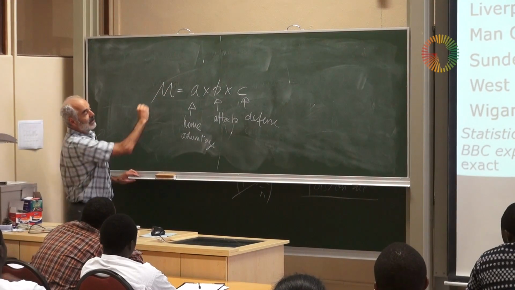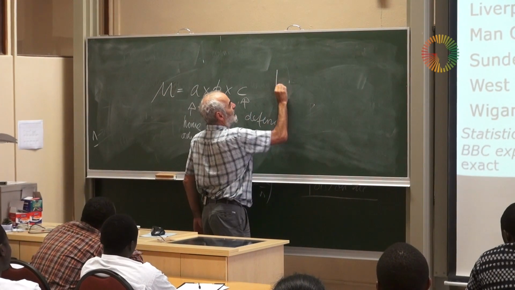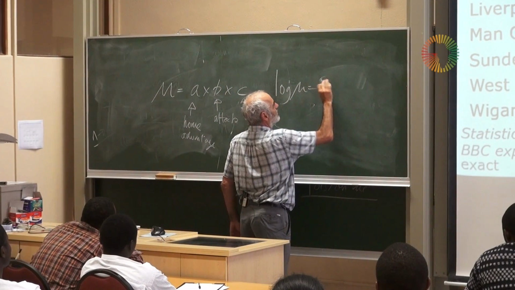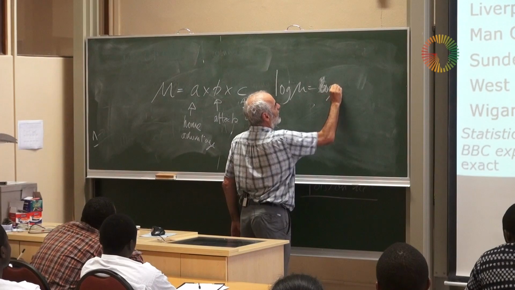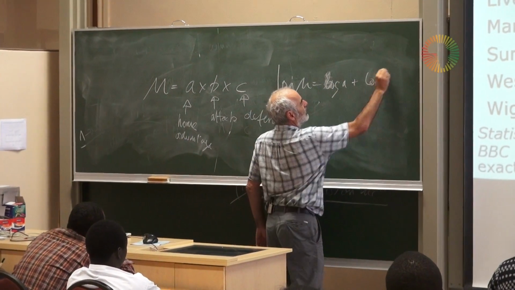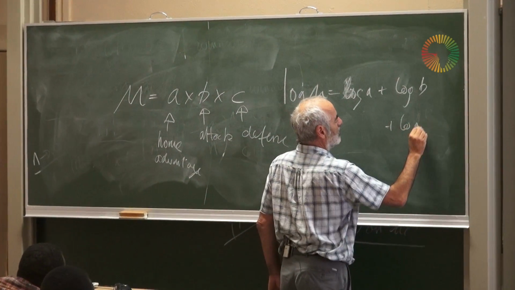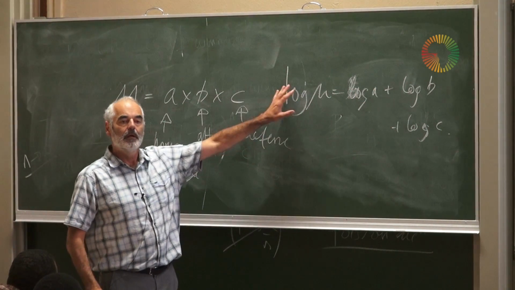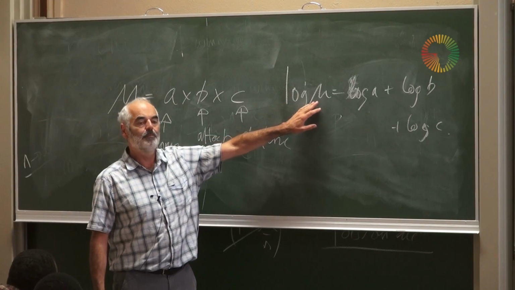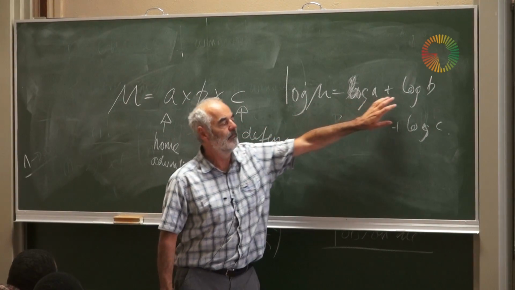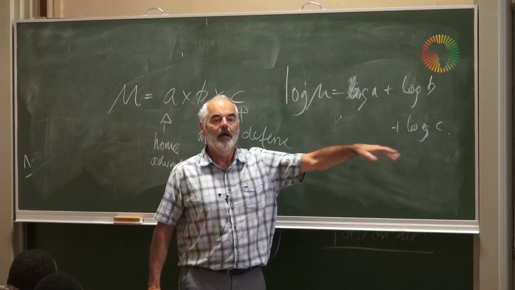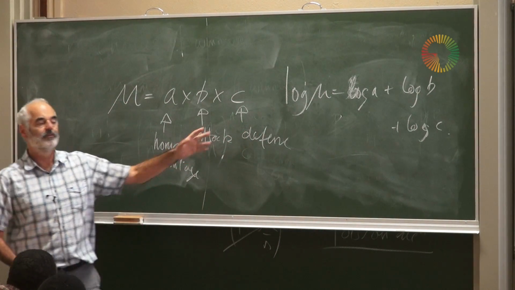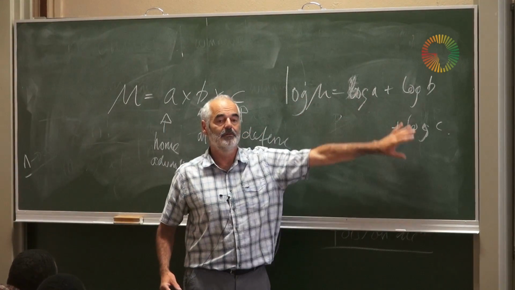Now, if we take logarithms, we see this is modeling log mu is log A plus log B plus log C. Now we have a linear model where we're modeling the logarithm of the Poisson mean as the sum of different terms. And those of you who have already done work in linear regression will spot that this starts to look very similar to a linear regression.